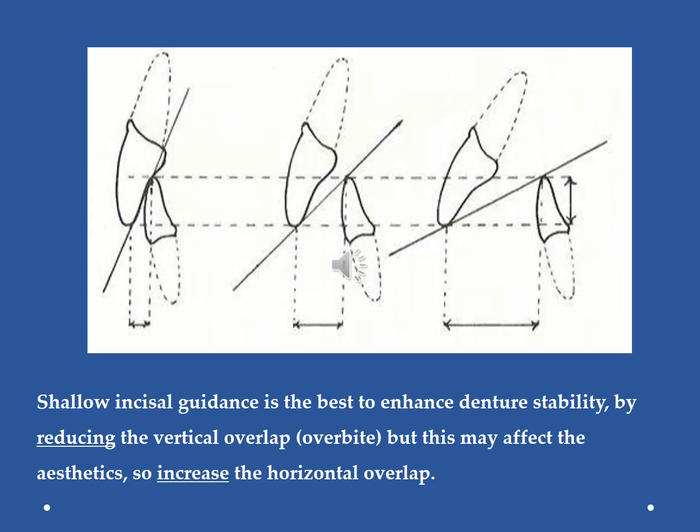Look at the first incisal relationship at the left. When the overbite is increased, the incisal guidance angle is increased. In the middle relationship, the overjet is increased, so the incisal guidance angle is decreased a little bit. In the third relationship at the right, the overjet is increased while the overbite is the same and the incisal guidance angle is decreased.